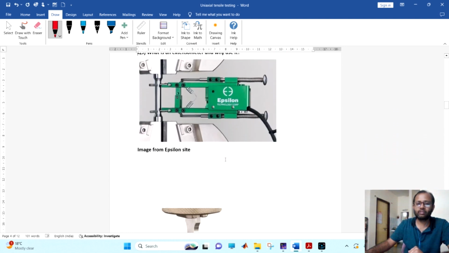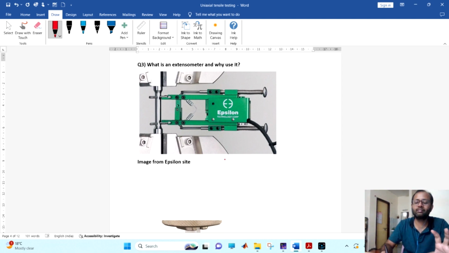So what is this extensometer? Actually, an extensometer is an external device which has a strain rosette inside it. This is the specimen, you can see. The shape and dimensions of the specimens, all of these things I will explain in the coming part. So this is the extensometer. We have placed this extensometer on the specimen, and it will measure the elongation in the specimen directly without the effect of any machine movement.